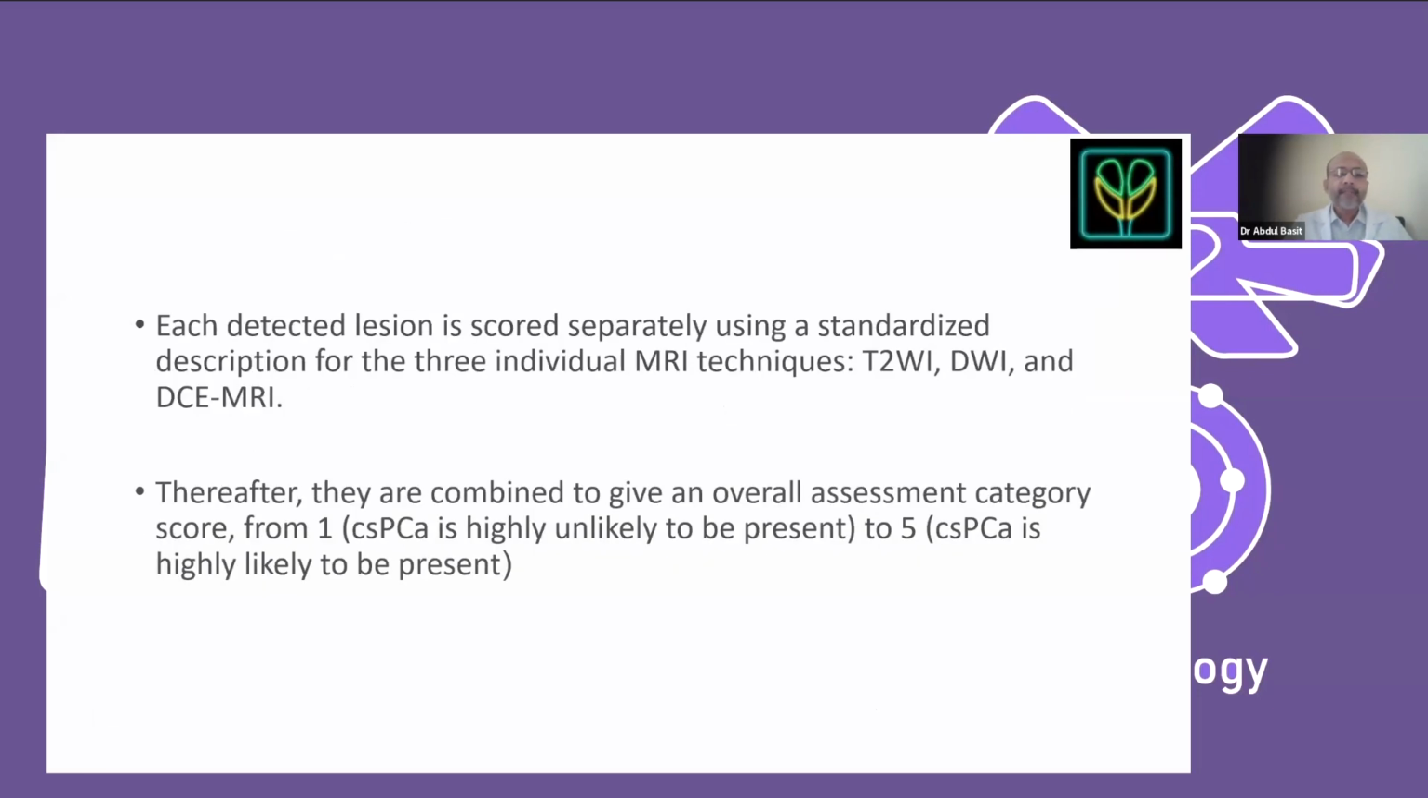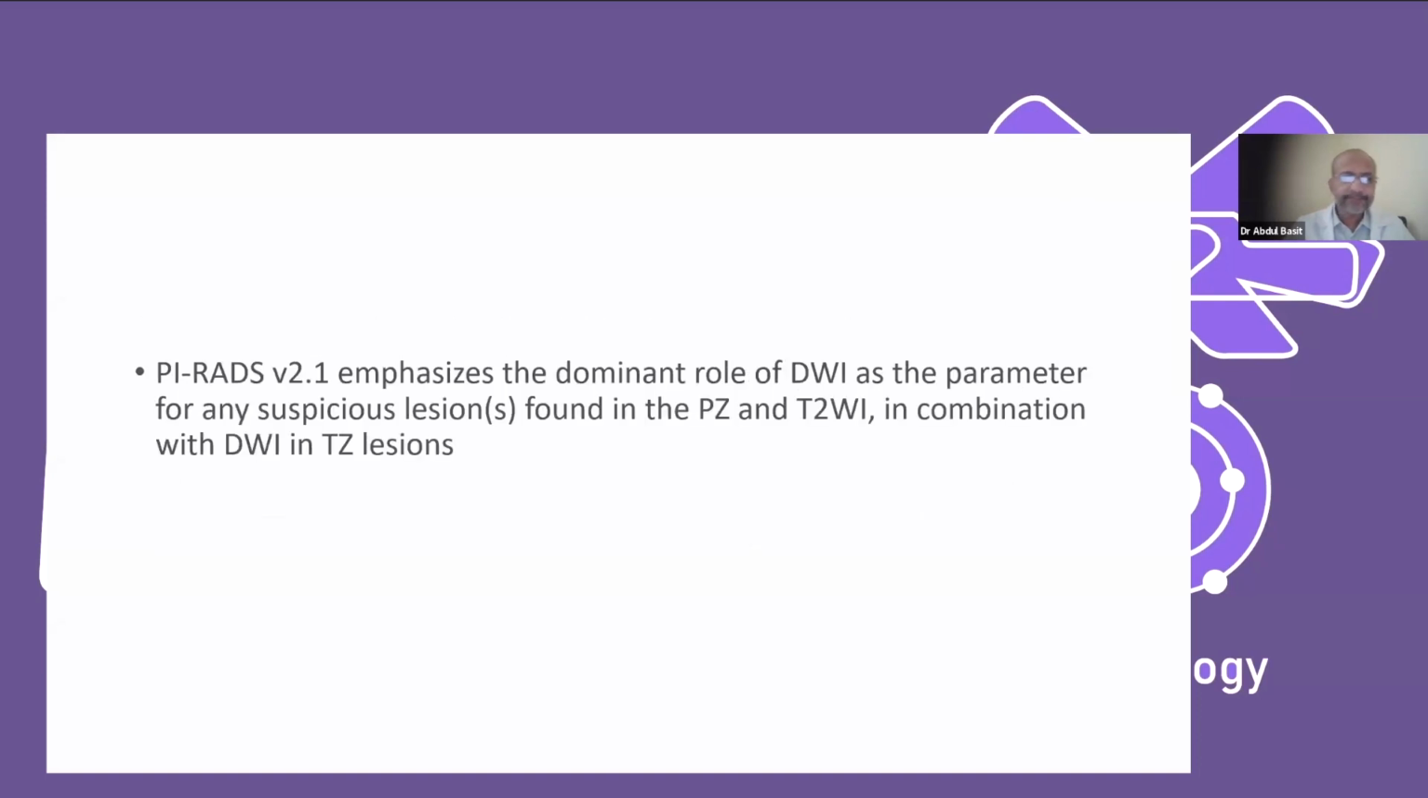images or not. So each lesion that is detected on the MR is scored separately using the description based on the findings on T2 weighted images, on diffusion weighted images, and on dynamic contrast. And after that, we combine the score and allot a PI-RADS category score starting from PI-RADS category 1, which is taken as benign or highly unlikely to be malignant, to category 5, which is very highly likely to be a malignant lesion.